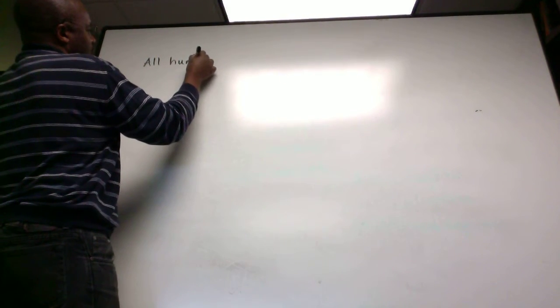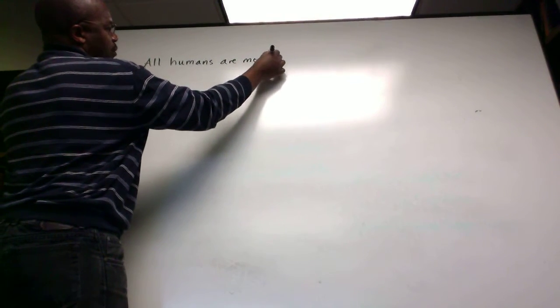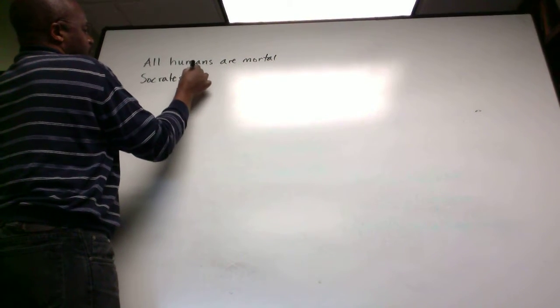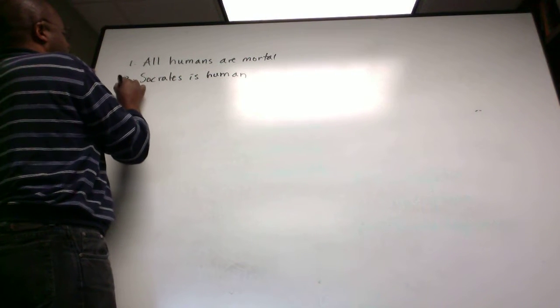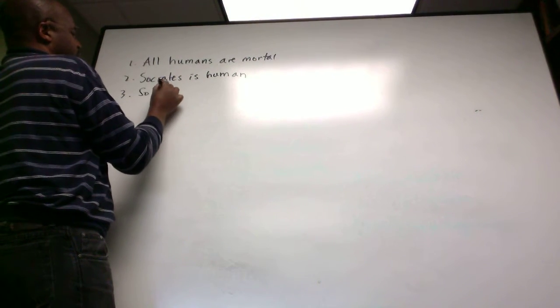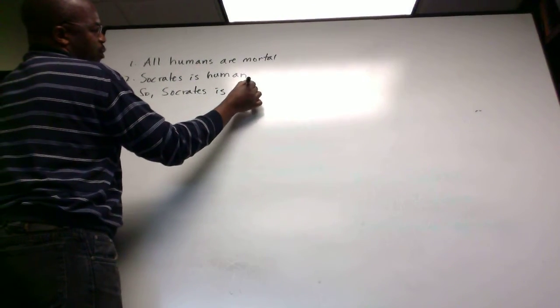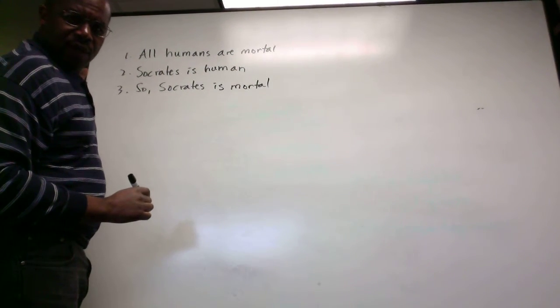Let's assume that you have a statement like this. All humans are mortal. Socrates is human too. Therefore, Socrates is mortal. This is how you do it.